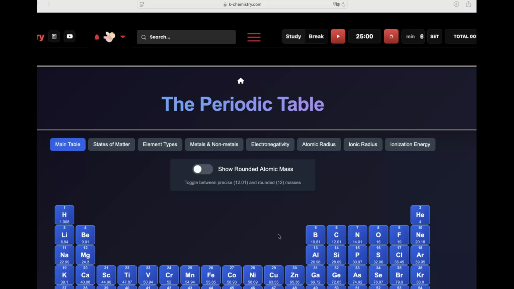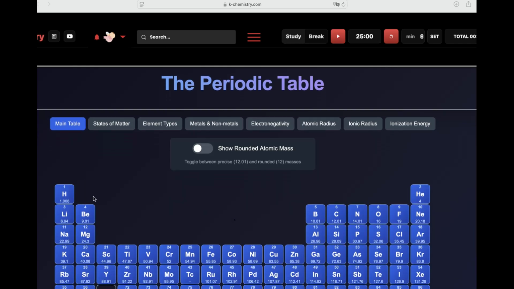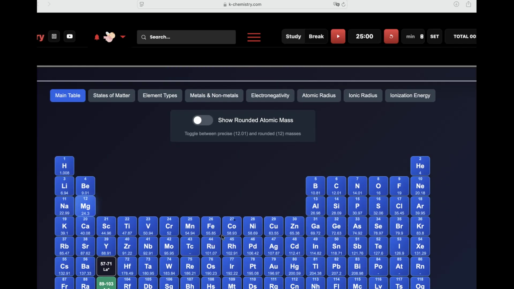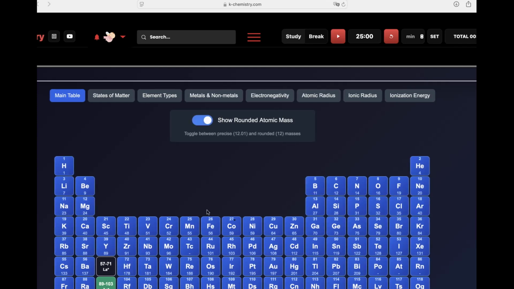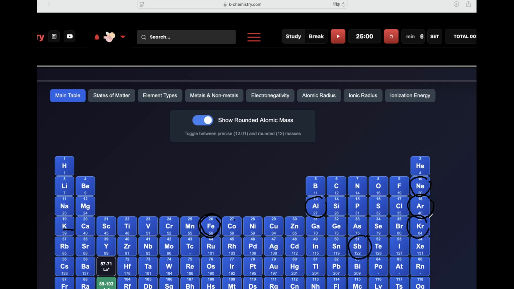Let's see in the periodic table where iron is, and what is the noble gas before it, not after it. This is iron, Fe, here, so I go back until I meet the first noble gas. If we are talking about aluminum, the noble gas before it is neon. If we are talking about antimony, the noble gas is krypton, like that. So go to the left until you first meet the noble gas.